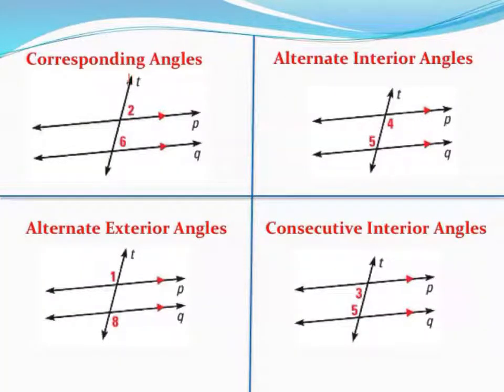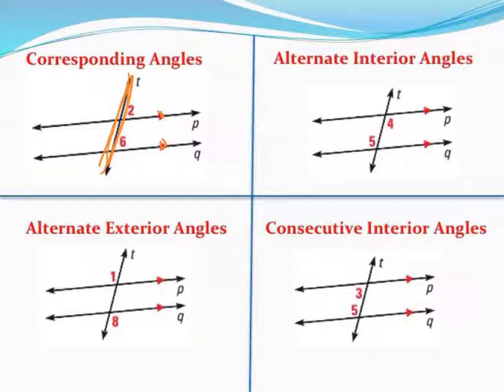When the two lines that are intersected by our transversal are parallel lines, and I know that the lines are parallel because I can see these little red triangles on the lines, our four types of angle pairs that are formed have something special about them. So let's go through and see what those things are and then apply that knowledge. Our four types of angles we learned about previously were corresponding angles, alternate interior, alternate exterior, and consecutive interior.